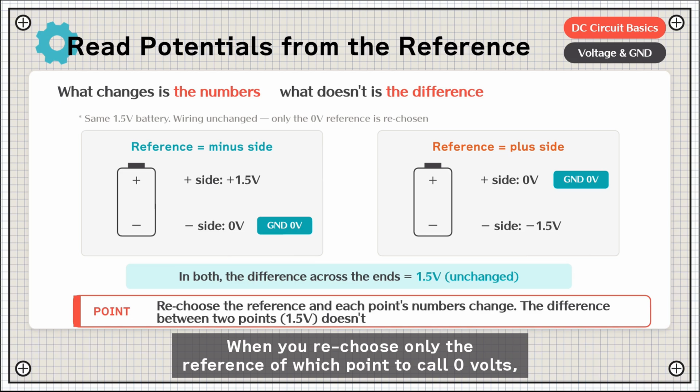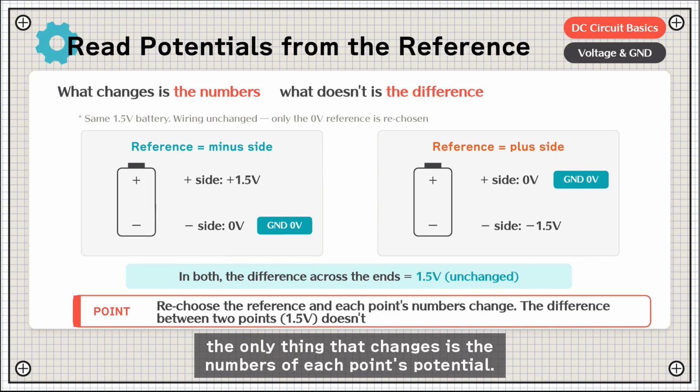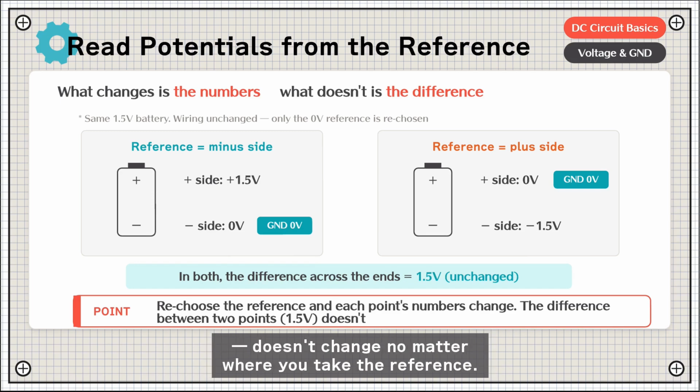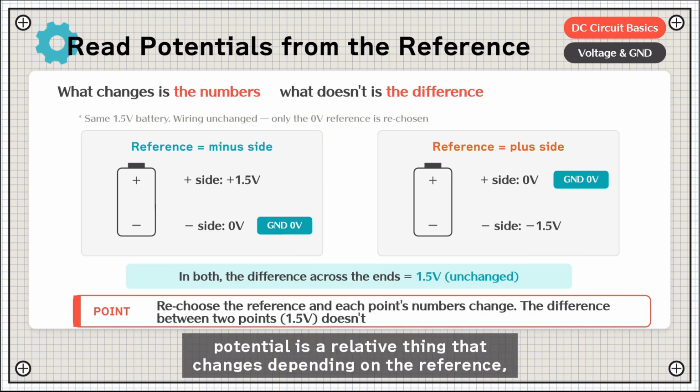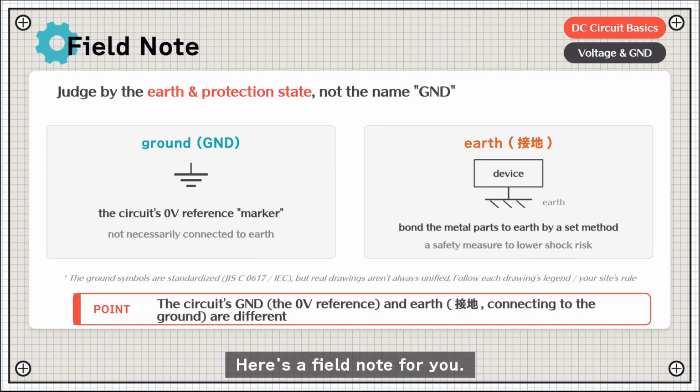When you re-choose only the reference of which point to call 0 volts, with the wiring left as is, the only thing that changes is the numbers of each point's potential. The difference between the 2 points, the voltage applied across the part itself, doesn't change no matter where you take the reference. So think of it this way. Potential is a relative thing that changes depending on the reference, and the potential difference is determined regardless of the reference.